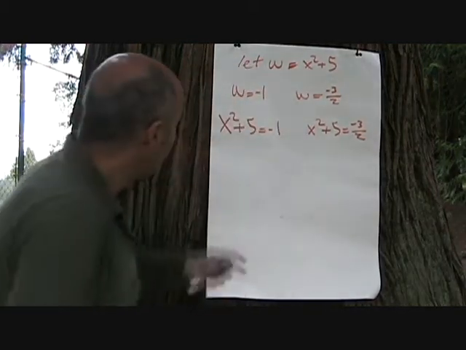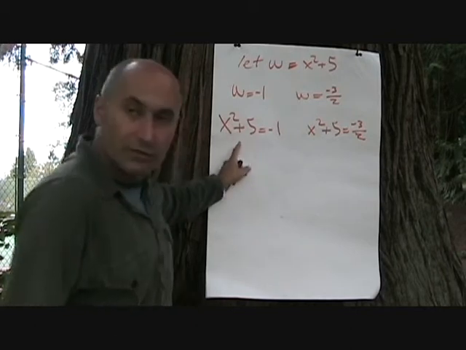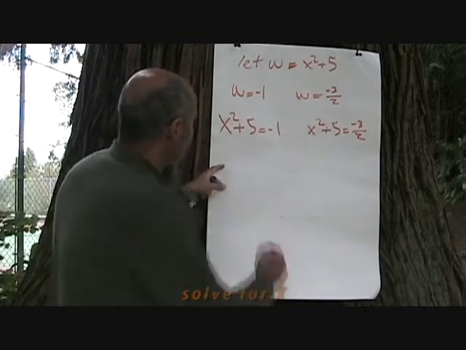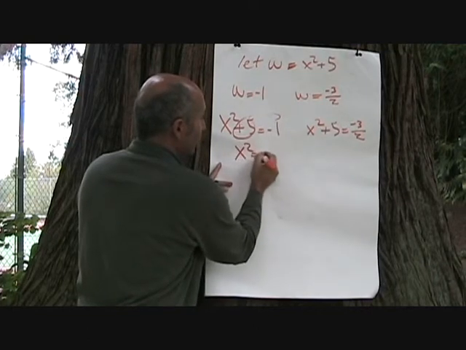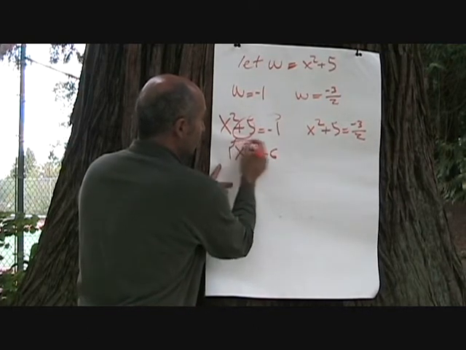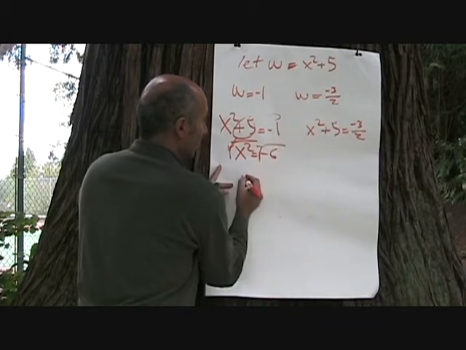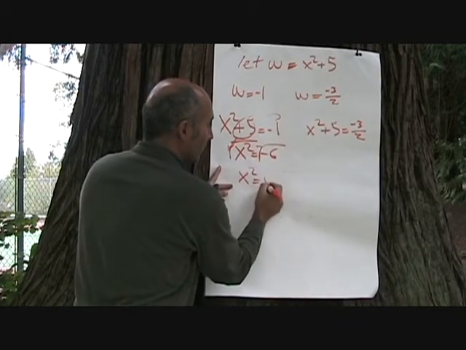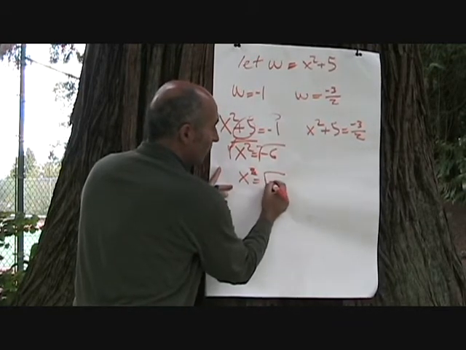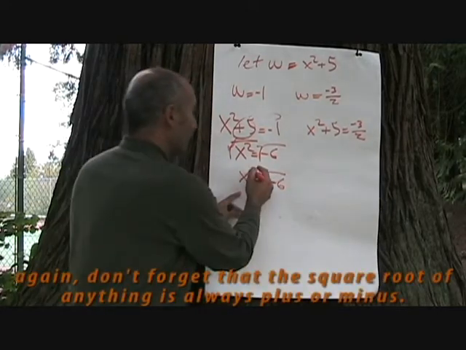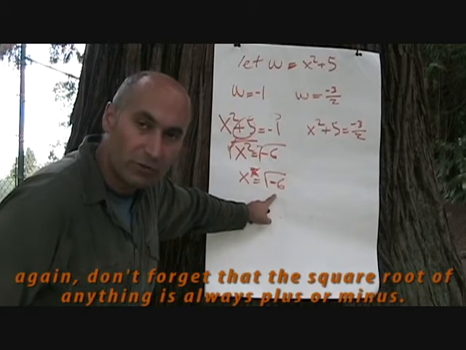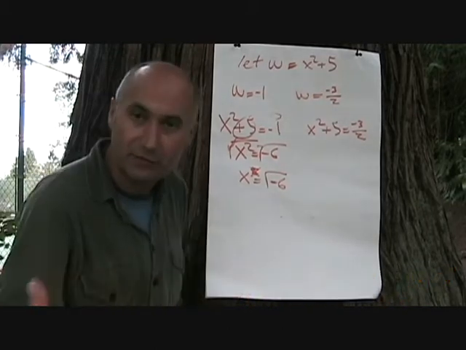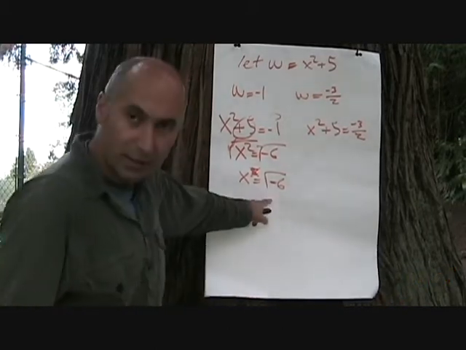Okay. Now, you're going to have to solve for x squared. So what you're going to do is move the 5 over. So you're going to have x squared is equal to negative 6, square root both sides, and x is going to be square root of negative 6, right? And you can't take the square root of a negative number, so this one doesn't give you an answer. There is no solution for x here.